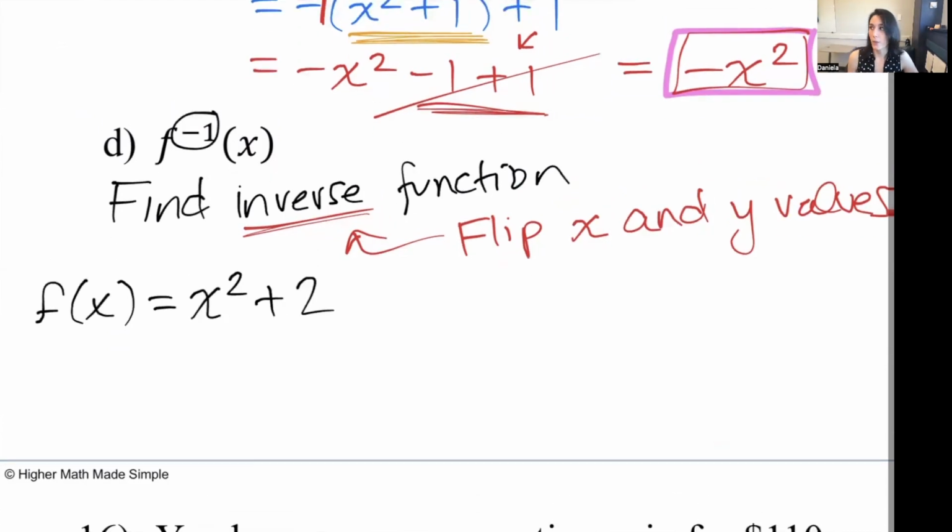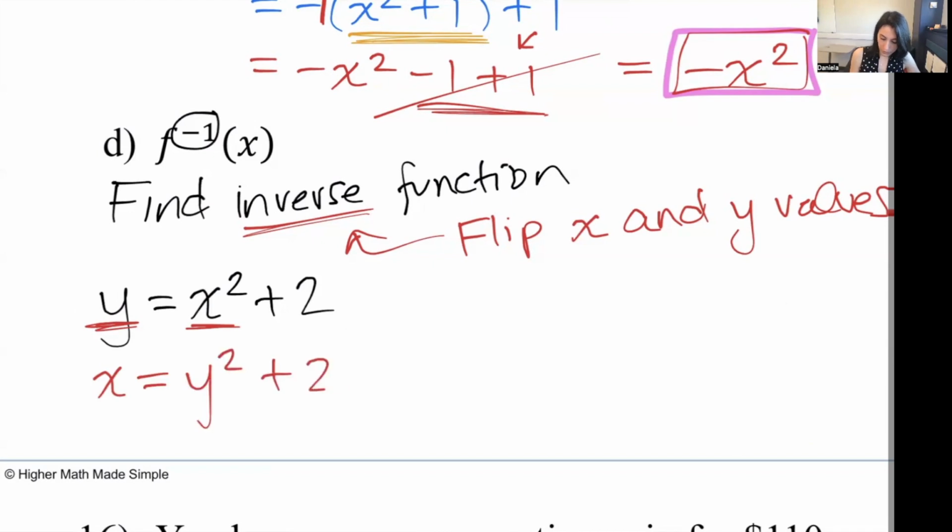I don't see a y anywhere. Well, you have to know that y is the same thing as f of x. So you're going to erase f of x, and by definition, that's actually the y value. So that's the function, y = x² + 2. Now it's time that you're going to make the flip. So in the y spot, you're going to put an x, and then in the x spot, you're going to put a y. So it's going to look like x is equal to y² + 2.